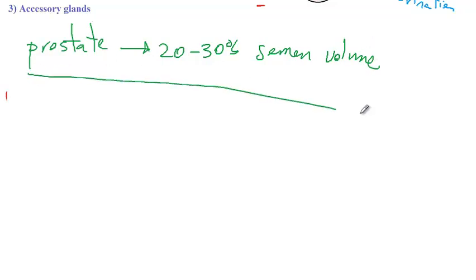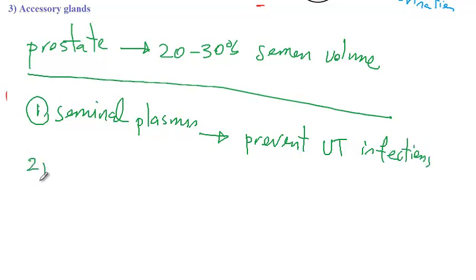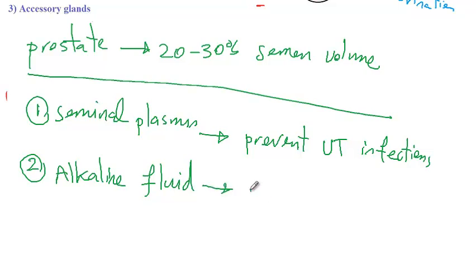and the secretions from the prostate include seminalplasmin in order to prevent urinary tract infections, and it also contains an alkaline fluid. Because the vagina is acidic, we need an alkaline fluid to neutralize the environment of the vagina and help with the survival of sperm. So this will neutralize the acidic environment of the vagina.